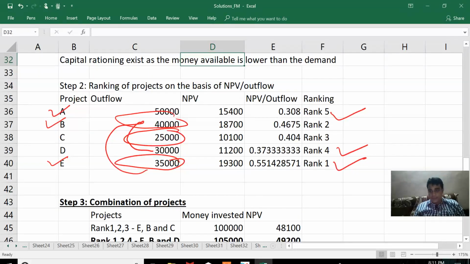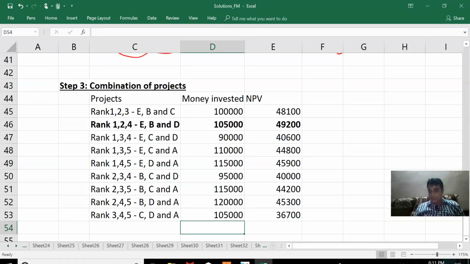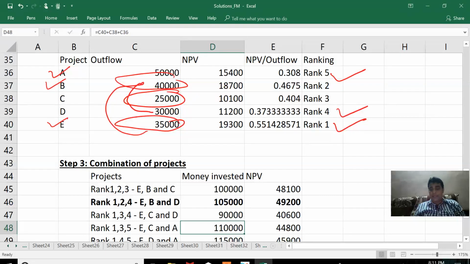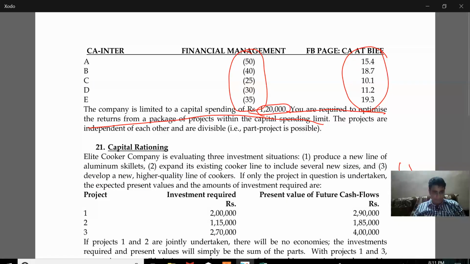Step 1 and step 2 remain the same. Here you have to do combinations 1 to 3, 1 to 4, 1 to 5, 134, 135, 145, 6 possible combinations, 234, 235, 245, 345. That ends there. Okay, then I will proceed to the next question. If it was divisible, we had to do E, B, C and 2/3 of D. We were earning more NPV because we invested the entire amount. Now I am not able to invest the entire amount, so I will do only E, B and D and earn NPV of 49,200.